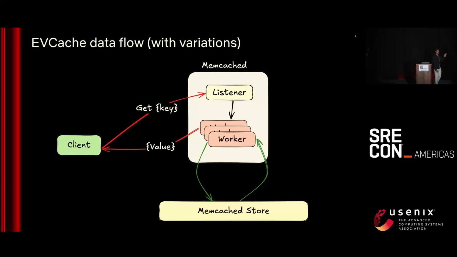Let's dive into a sample data flow from the client side. This is a very simple flow where the client goes to memcached, which at a high level is composed of listeners and workers. The listener assigns one of the workers to serve the request, and in turn it goes to the memcached store. Now, the store is where I'll dive a little bit more in the next slides. What flavors of store do we run? And then it serves the request back to the client.